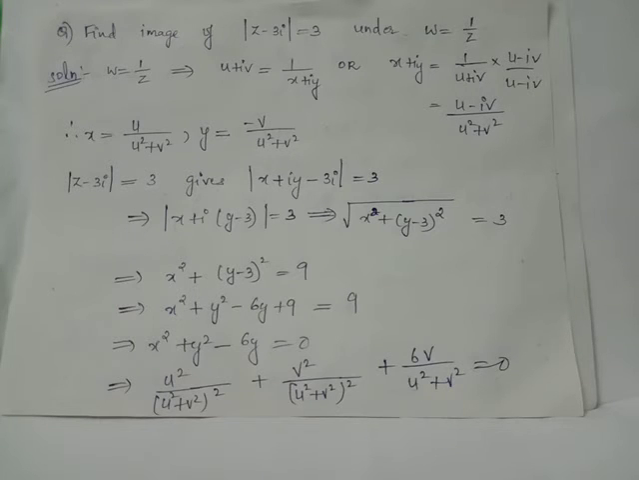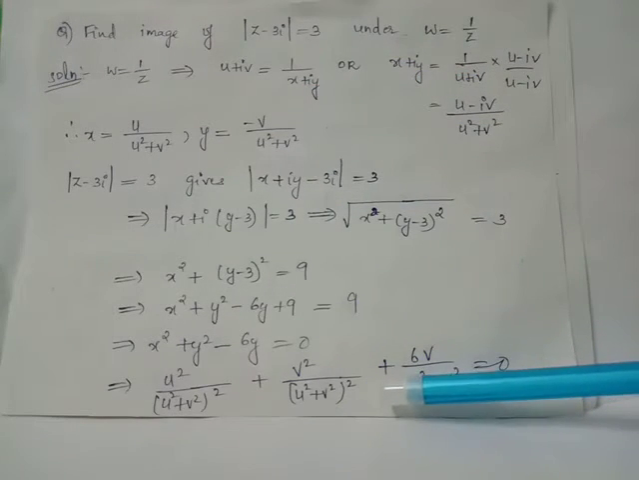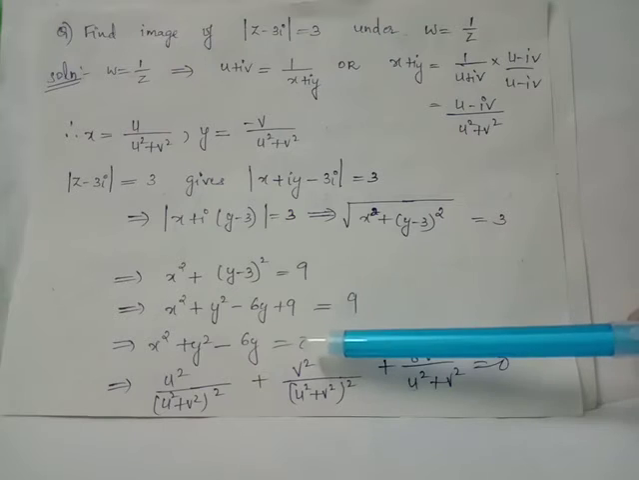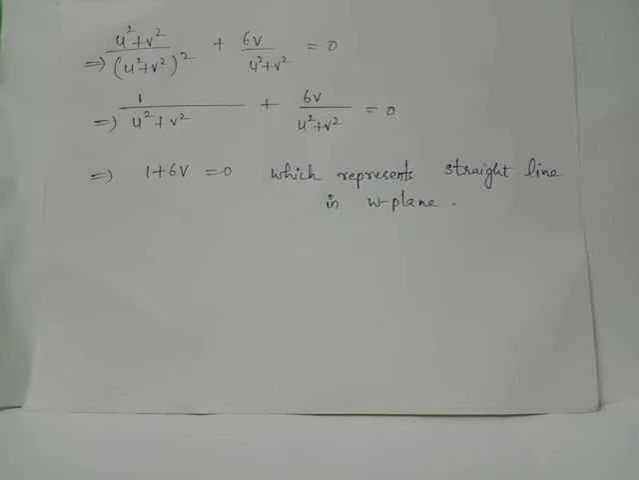We are looking for the corresponding image in the UV plane. Therefore, we will replace x and y using these expressions, and we get this expression, which is the equivalent image of this equation in the UV plane. Observe that these two terms have common denominators and hence they can be grouped. When the first two terms are grouped, we have u square plus v square upon u square plus v square the whole square plus 6v upon u square plus v square. Here, numerator and denominator have u square plus v square common and it can be cancelled. Therefore, we are left with u square plus v square in the denominator.